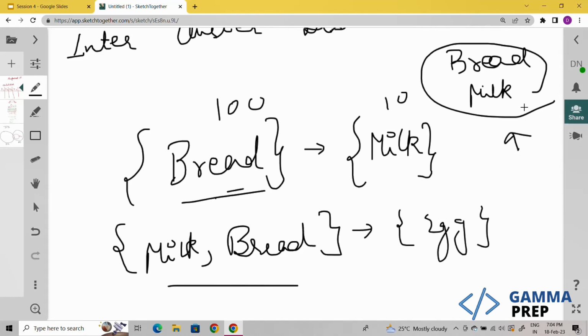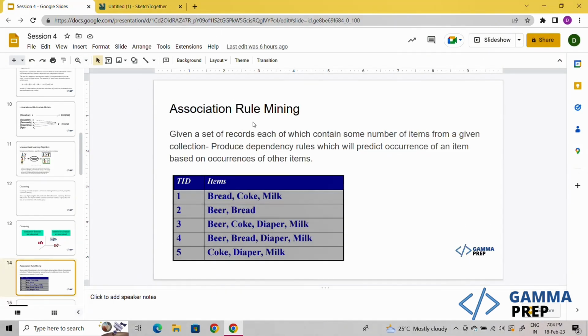So as a shop owner, or a manager of the shop or anything, it's very important to have those association rules. And the process of getting those association rules is called association rule mining, which is an unsupervised learning algorithm.